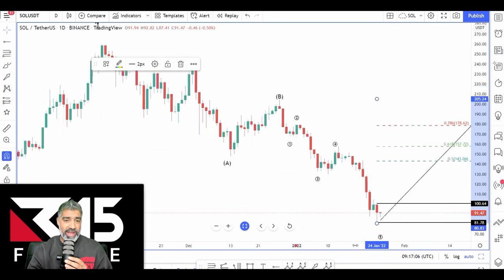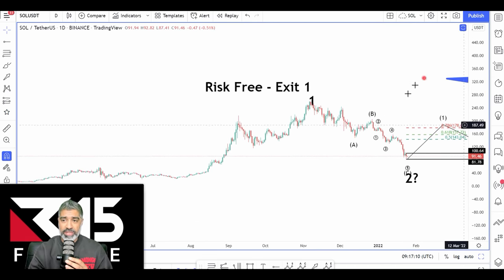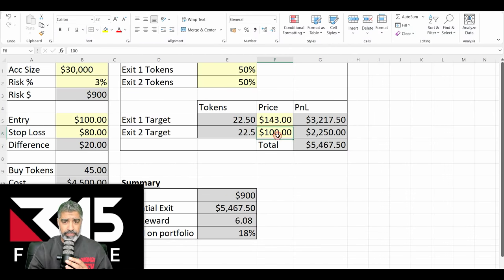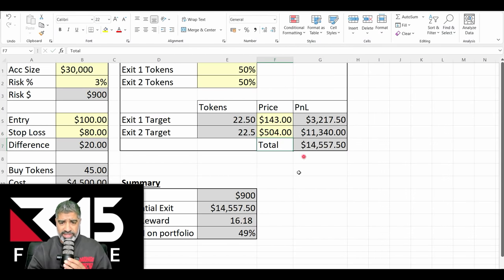So if we're right and Solana does take off and does a full wave 3 at the 1.618, which is this zone here, 504, that is our second target. And then in this business case, we now make 49% of our entire portfolio, 15 grand, which is around a 16, 17x thereabouts. So that's our business case.